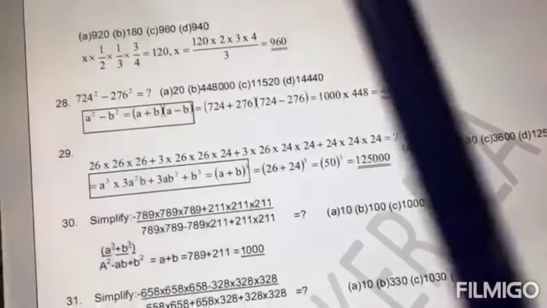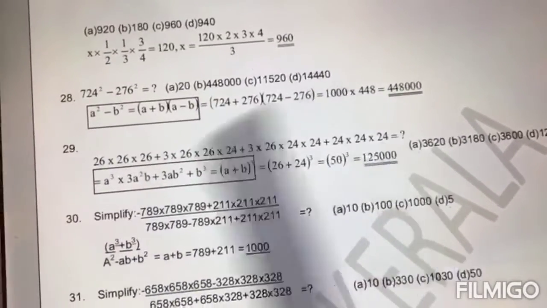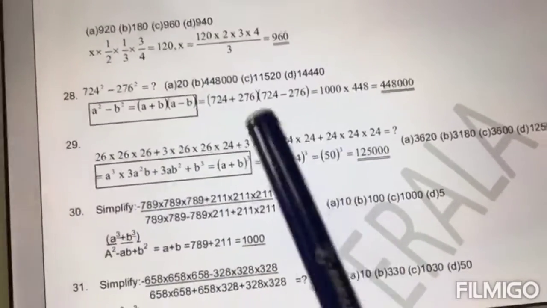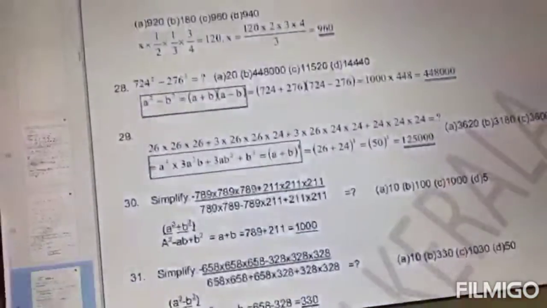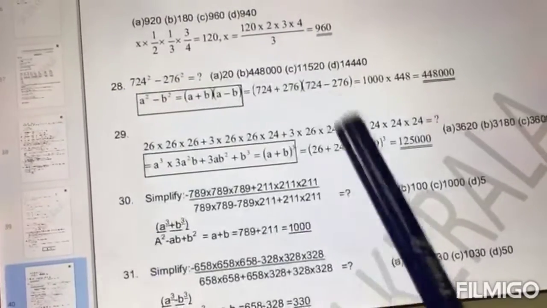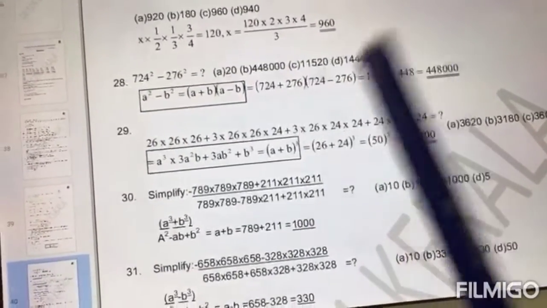Next, number 29. Now, look at this. It is so big, you'll be wasting time if you do it directly. So, when you see such questions, you have to identify which formula it applies to. This is the expansion of which formula? So, you have to know certain formulae in mathematics.